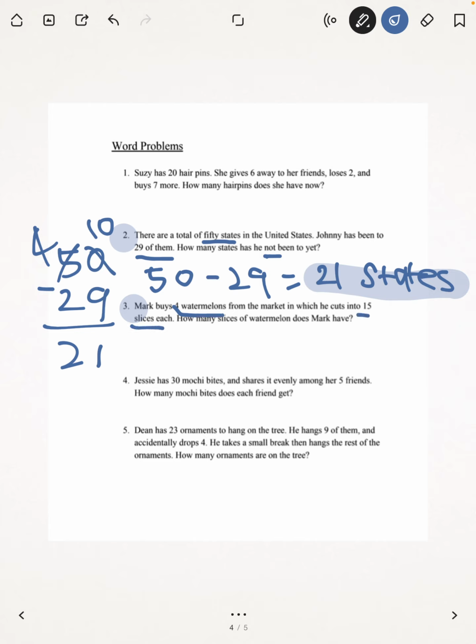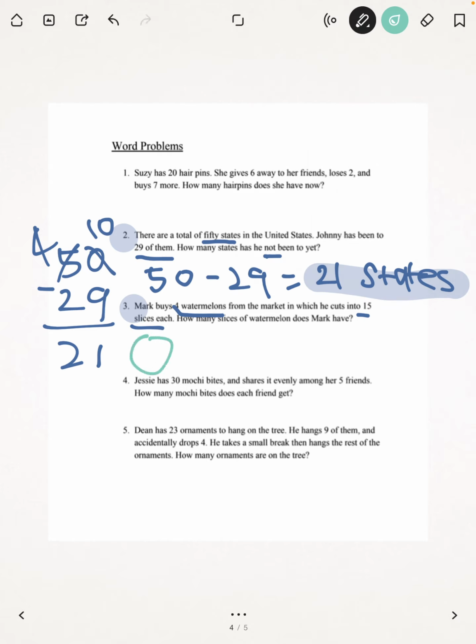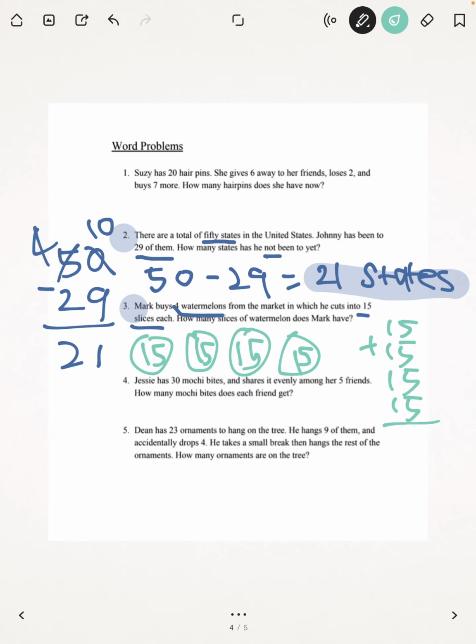Okay, and let's do number 3. It says Mark buys 4 watermelons from the market. He cuts them into 15 slices each. How many slices of watermelon does he have? So Mark buys 4 watermelons. I'm going to do this problem in a different color so it's easier to see. 1, 2, 3, 4. And it says each watermelon has 15 slices. So we're going to put 15 in these watermelon circles.